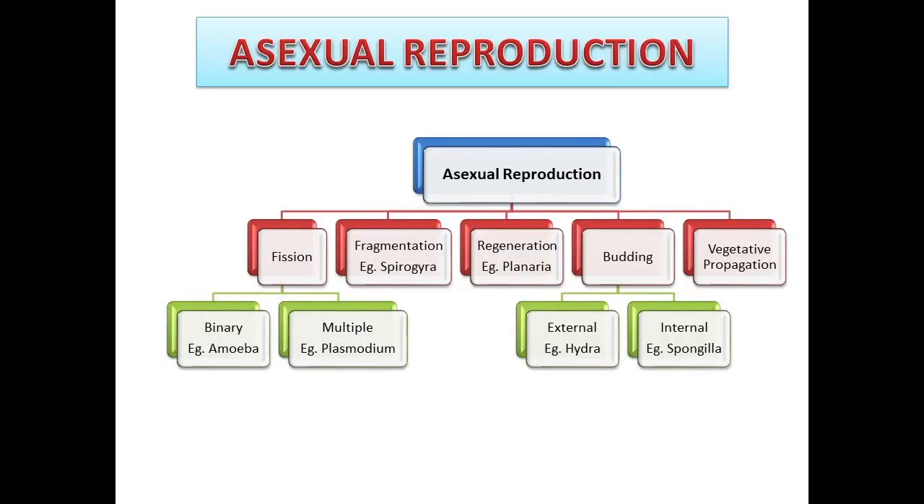So next is coming to the types of asexual reproduction. In a tabular form, it is a bit easy to go through or to summarize the types we are going to study in asexual reproduction. So asexual reproduction may be by fission, fragmentation, regeneration, budding or vegetative propagation. Starting with the first, fission.